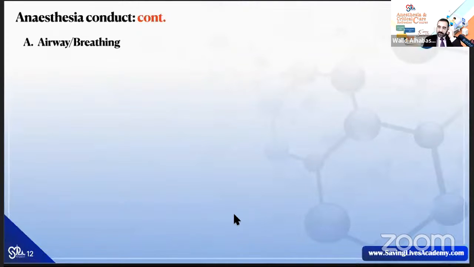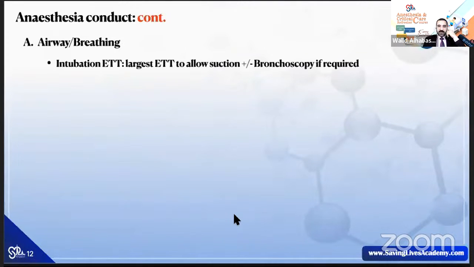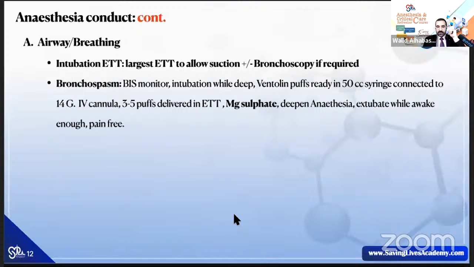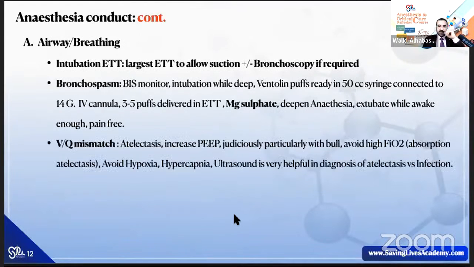So we'll continue here again with the anesthesia conduct, airway and breathing. Use the largest endotracheal tube size to allow suction and the bronchoscopy if required. Put your endotracheal tube when the patient is deep enough. So BIS monitor is preferred to confirm your patient is deep enough. In case he develops bronchospasm, Ventolin puffs, again with the 50 cc syringe connected to the 14 gauge IV cannula, I mean the plastic cannula without the needle, and this will give 3 puffs through the endotracheal tube. Magnesium sulfate, deep anesthesia. Extubate your patient pain-free, wide awake.